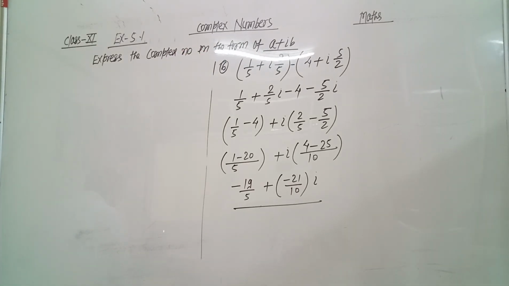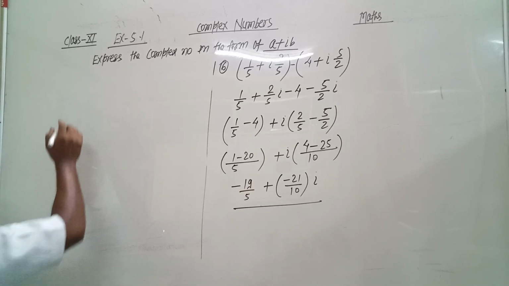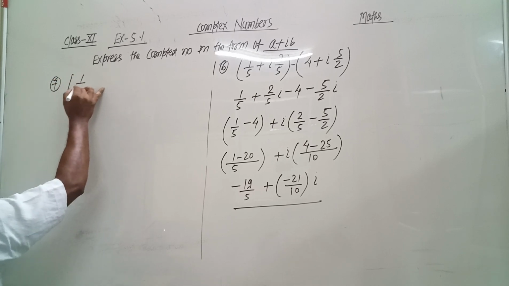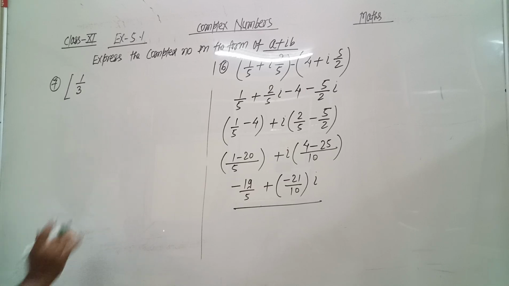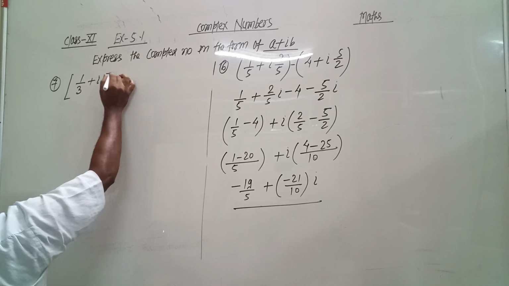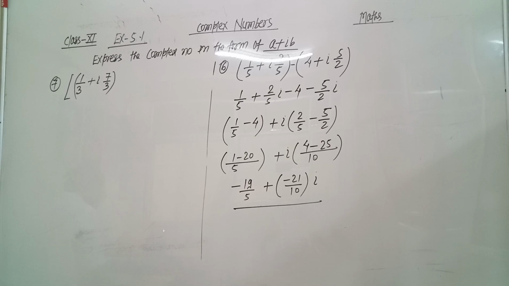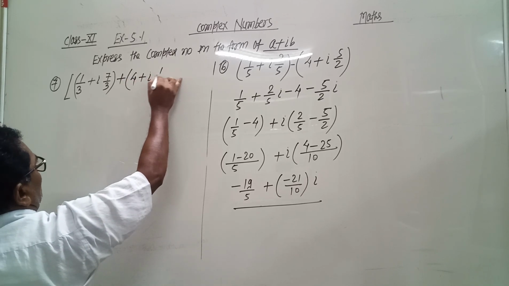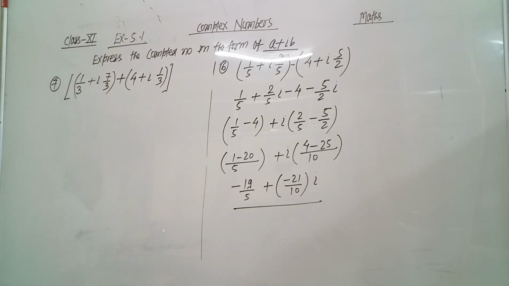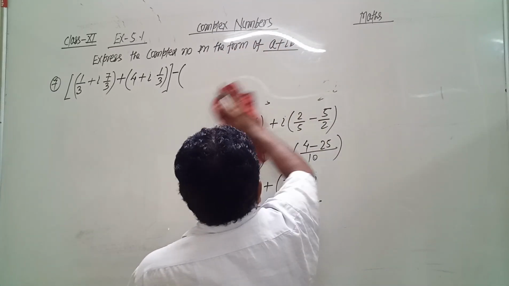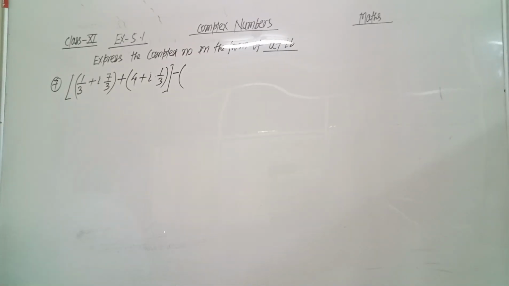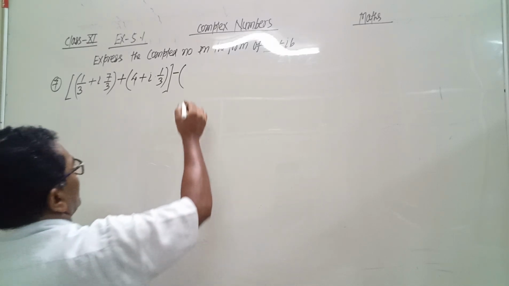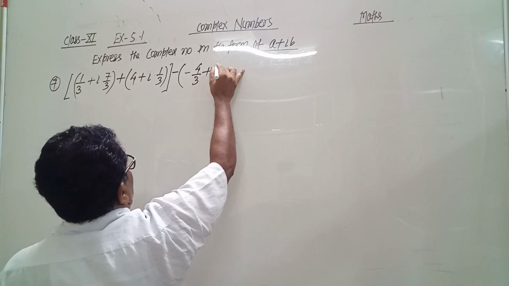Question number 7. (1 by 3 plus i into 7 by 3) plus (4 plus i into 1 by 3) minus (minus 4 by 3 plus i).